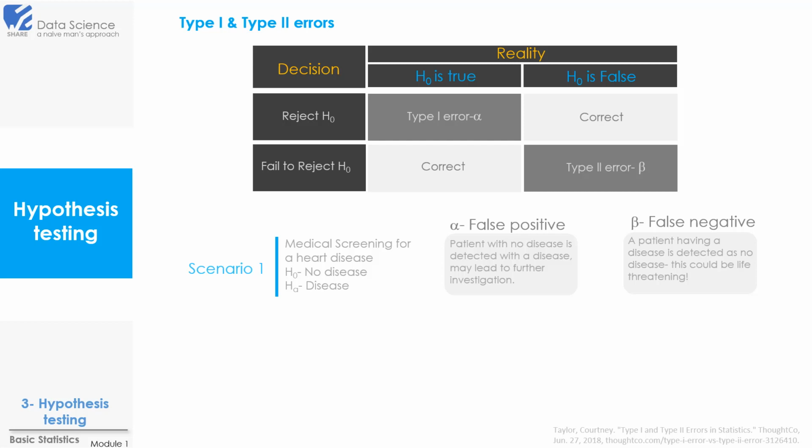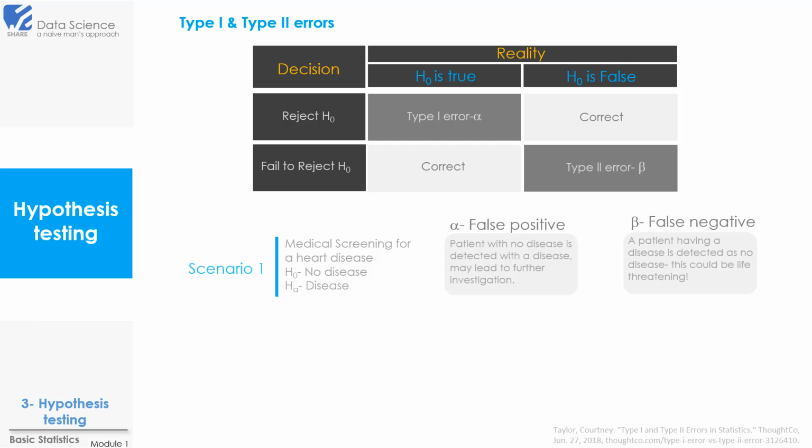So type 1 error is called a false positive and type 2 is called a false negative. We have a patient with no disease who is detected with a disease, and he or she may lead to further investigation. And under false negative, a patient having a disease is detected as no disease, which could be a life-threatening situation.